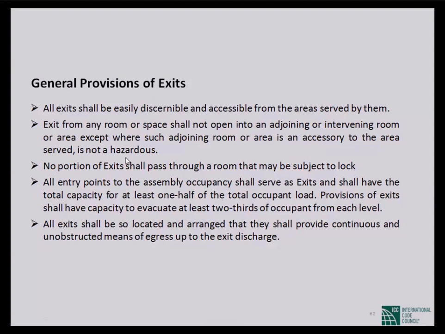That is the exit from a room. Space shall not open into an adjoining or intervening room or area, except where the adjoining area is accessory to the area served and is not hazardous. In a family room, particularly the living room or resident room, the kitchen is the most hazardous because there are gas, flames, and other things. So when leaving the room for the fire stair, you should not design it in such a way that you have to pass through the kitchen. This is just an example commonly seen in Bangladesh in different areas.